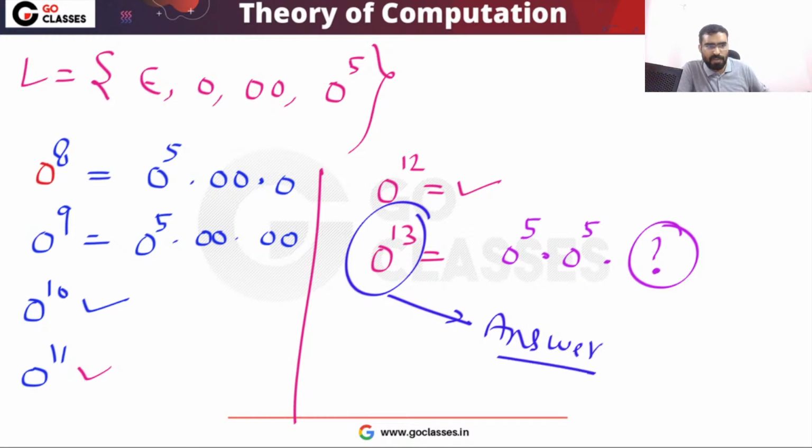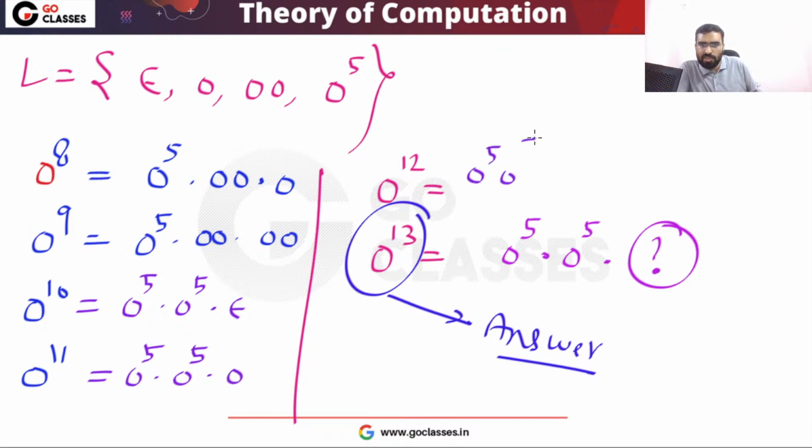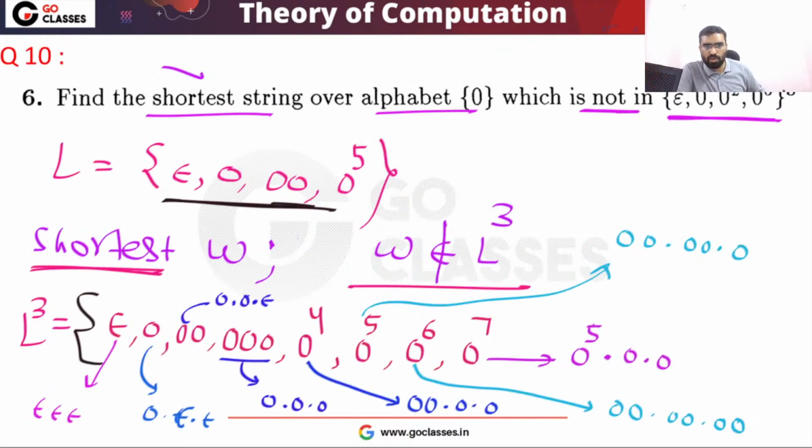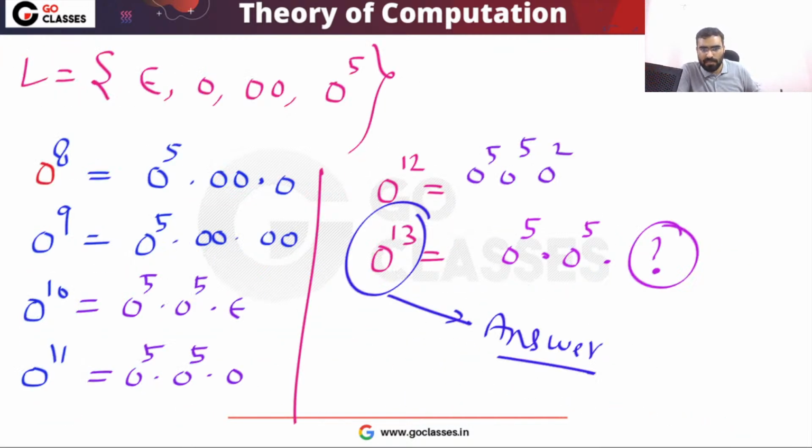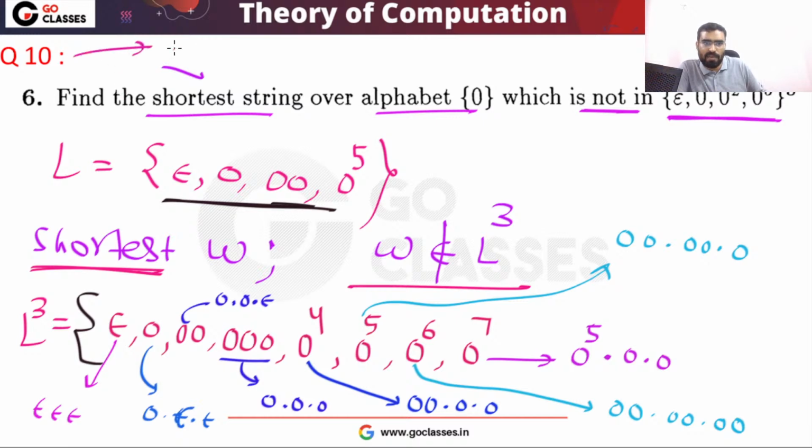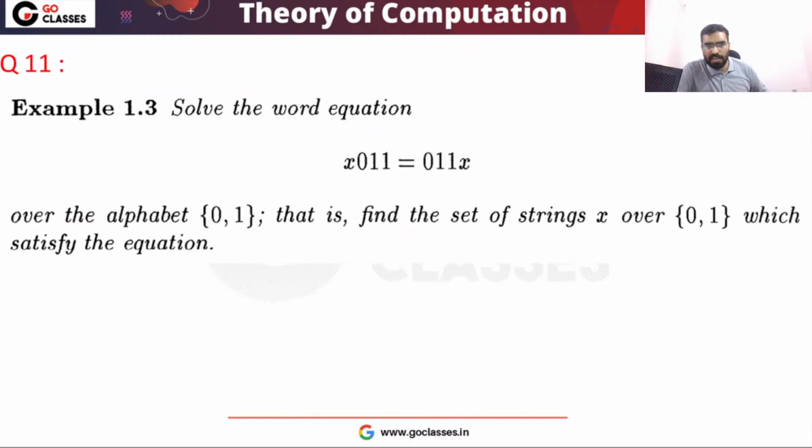Is this clear to everyone? Nice question, right? It is a simple question, but a nice one. You can notice that you can create 0 power 5, then 0 power 5 dot 0, and so on, but 0 power 13 you cannot create. So the answer will be 0 power 13. Is this clear? Let me know.